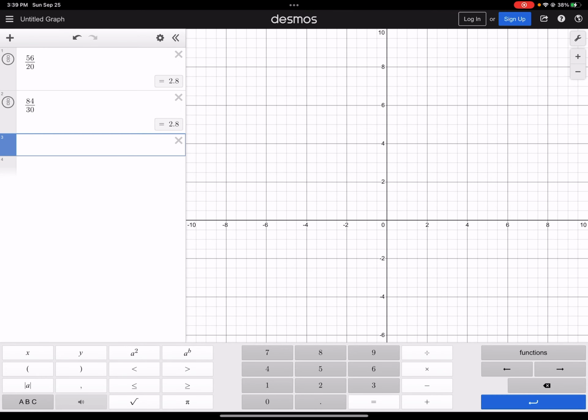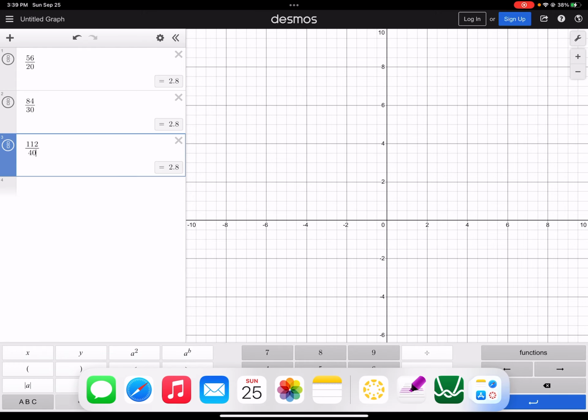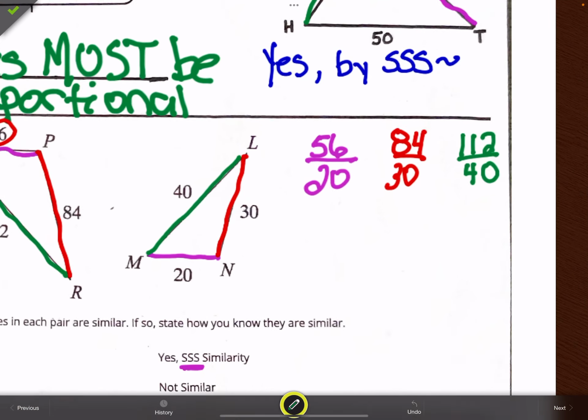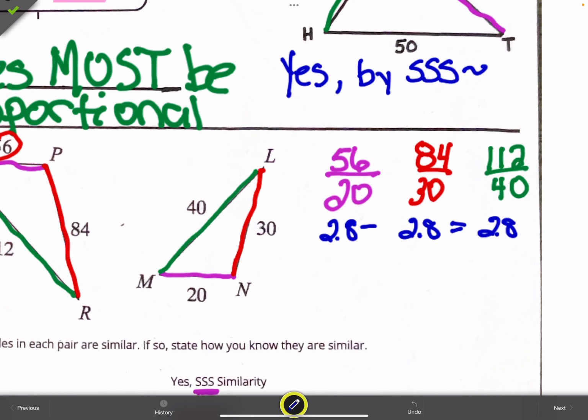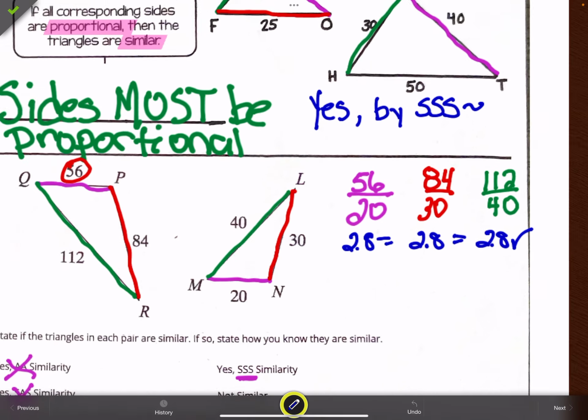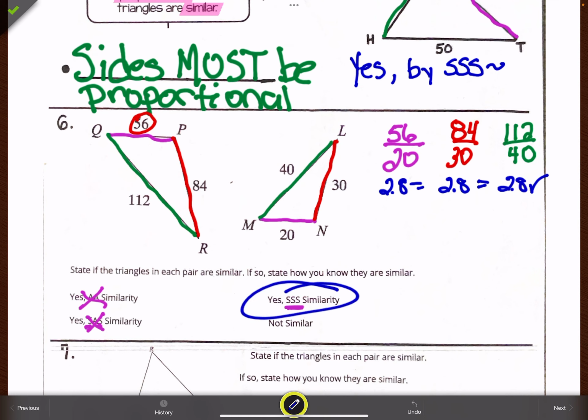Again, you can't assume this. You have to show us this, because all 3 have to come out to be the same thing. And I'm happy to report they all come out to be 2.8. Okay, so these are all 2.8s. They all simplify to the same decimal. Okay, yay, makes me happy. So yes, your triangles are similar. Now again, you cannot just circle that. You need to show us the verification.